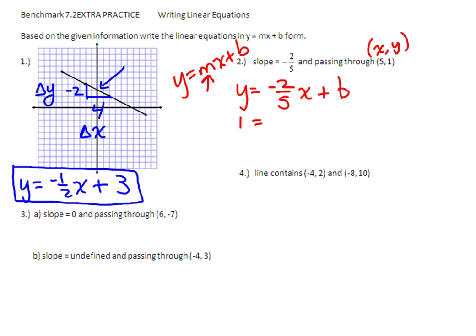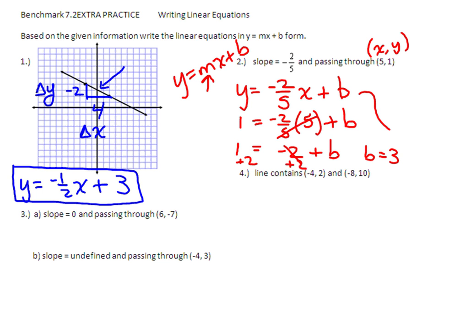So y is 1. I have negative 2/5 times x, which is 5, plus b. When I multiply this out, I get negative 10 over 5, which is negative 2. Or if I just didn't want to cross those off, I get negative 2 that way. And then I solve for b, and I add 2 to both sides. I'll get b equals 3. So I put this together. I get y equals negative 2/5 x plus 3. Box around it.